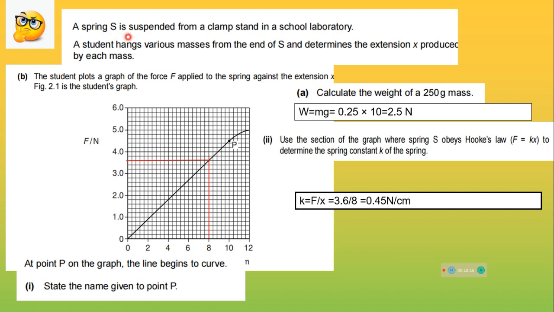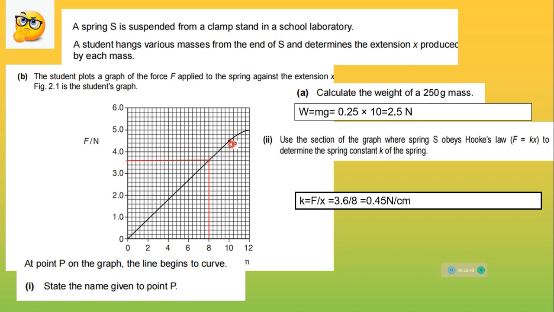A spring S is suspended from a clamp stand in a school laboratory. A student hangs various masses from the end of S and determines the extension x by each mass. The student plots a graph of the force F applied to the spring against the extension x. This figure is the student's graph. Calculate the weight of 250 gram mass. So weight is equal to mass into g. It is 2.5 Newton. The approximate value of g is 10 here.